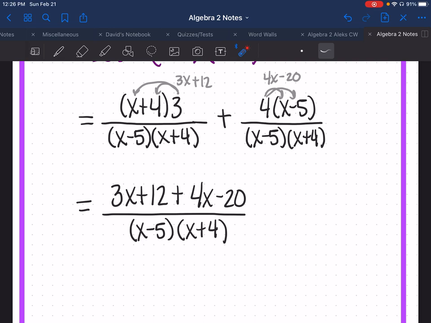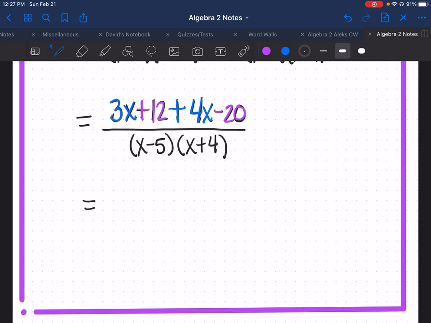There's two things that you're looking for in the numerator. You're looking for, can you combine like terms? That's the first thing. Once you've combined your like terms, then you want to see, can you factor? Should you factor? Okay, so let's combine our like terms because there are 4 of them. Let's combine our x's and let's combine our constants. Okay, so 3x plus 4x is 7x, and 12 minus 20 is negative 8.